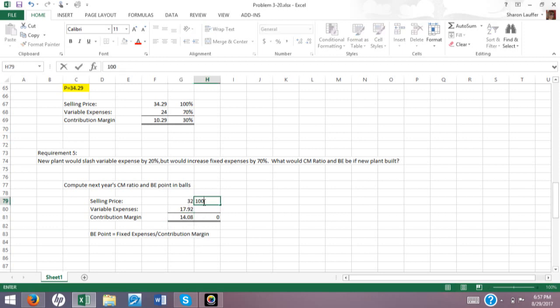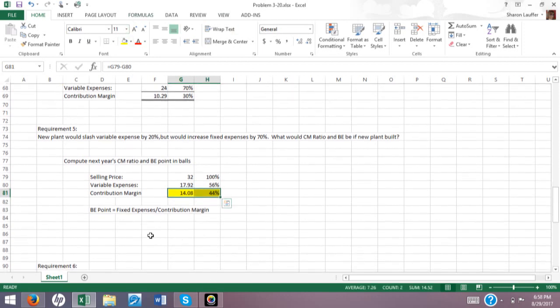So I'm going to put my percentages in here. That's 100%. Our variable expenses, $17.92 divided by $32, is 56%, which gives us 44% left over. That's our contribution margin. So this is our answer on this one.